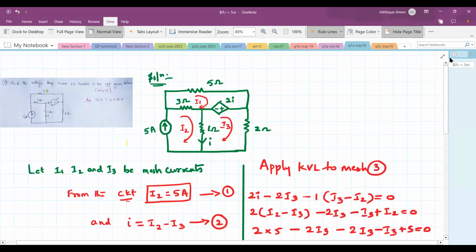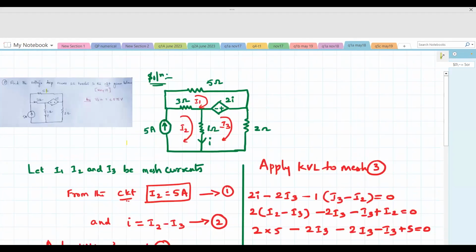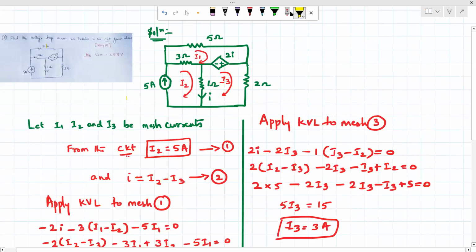So I have rewritten the circuit here again. And we have assumed the direction of the current which is flowing in the meshes to be in the clockwise direction. So let I1, I2 and I3 be the mesh currents flowing in the clockwise direction. And you can see from mesh 2, there is a 5 amps flowing. So I can write I2 as equal to 5 amps directly.